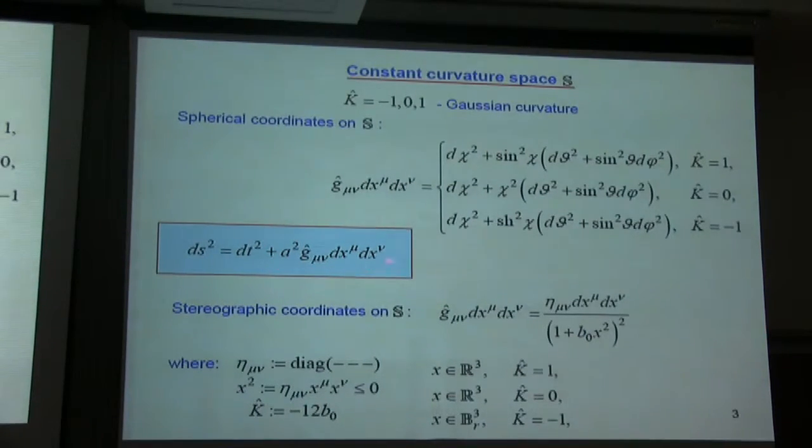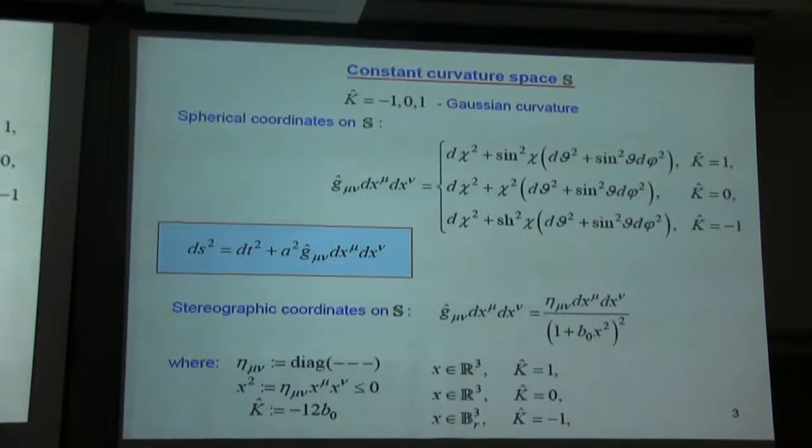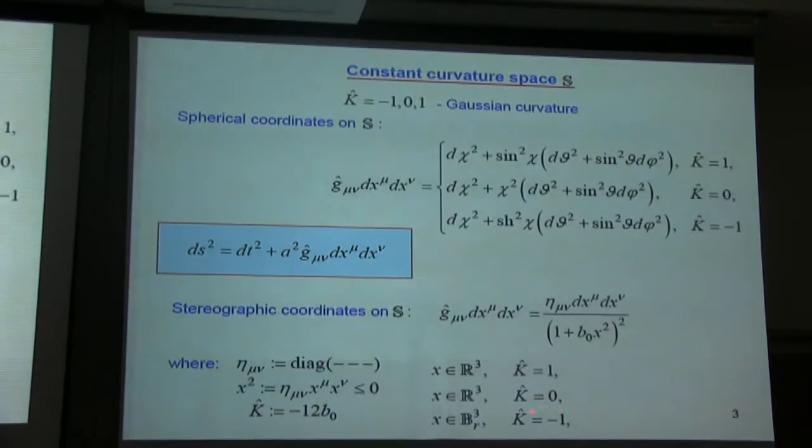But let us consider the space part of the metric in stereographic coordinates. There is the explicit form of the metric. The constant B0 is related to the Gaussian curvature by a simple formula. If the Gaussian curvature equals 1, then x runs over the whole R³, Euclidean space. The same is for k equals 0. But for negative curvature spaces, x takes values inside a ball. So this is the metric in stereographic coordinates.